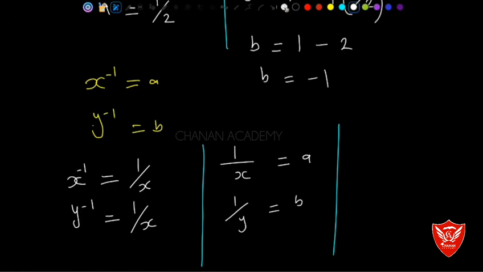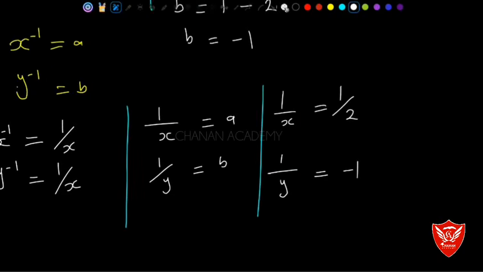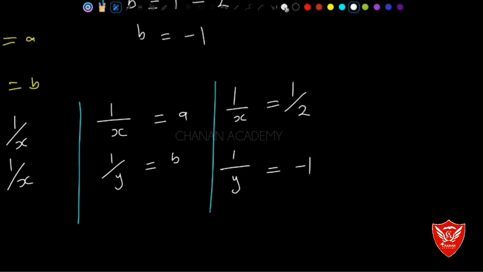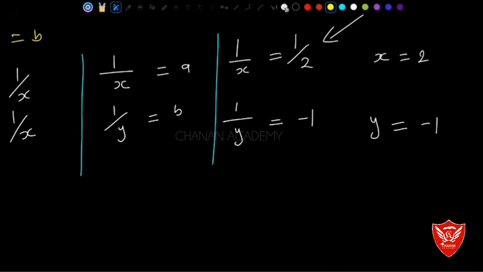So we have that a is 1 over 2, so 1 over x is equal to 1 over 2, and 1 over y is equal to negative 1. So if we cross multiply, you're going to have that x will be equal to 2. And then also, if you cross multiply this, y will be equal to minus 1. So therefore, our x is equal to 2 and our y is equal to minus 1. So that's what we have as our solution.